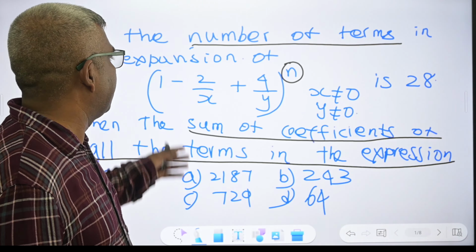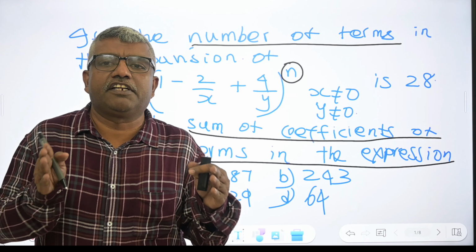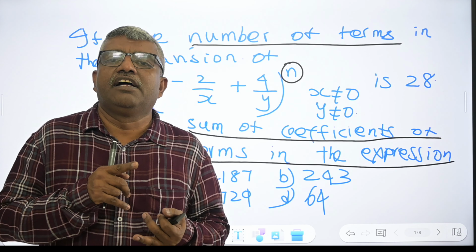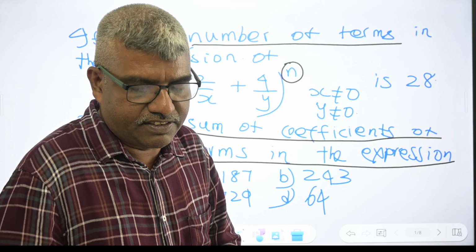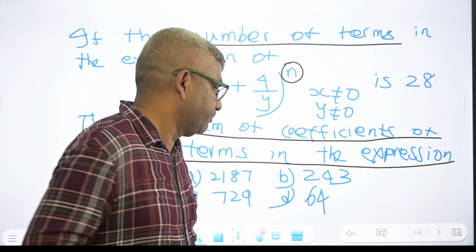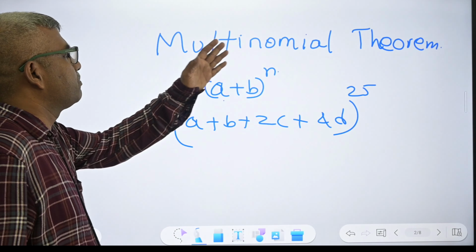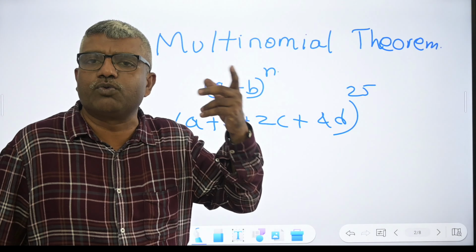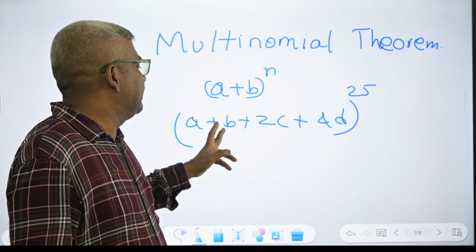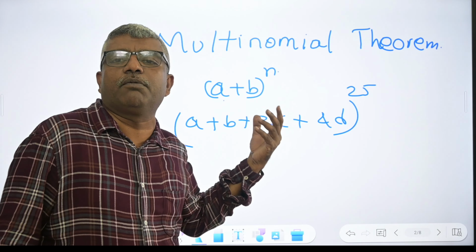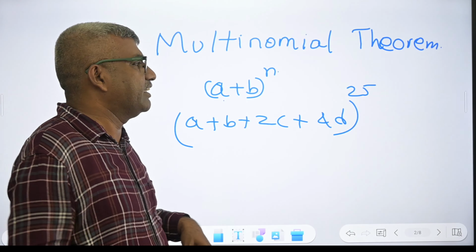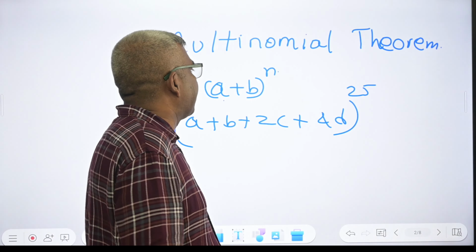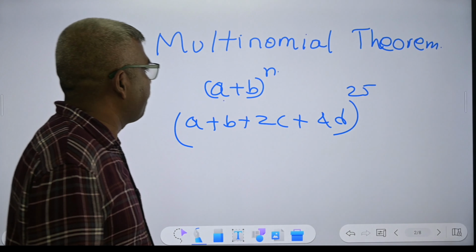Okay, multinomial. Before solving this question, we have to know the multinomial theorem, how to find the number of terms, and the sum of all the coefficients. First of all, what is multinomial? (a + b)^n is binomial because there are only two terms, a and b. (a + b + 2c + 4d), anything with more than 2 terms within the bracket, is called multinomial. Here, how to find the number of terms.